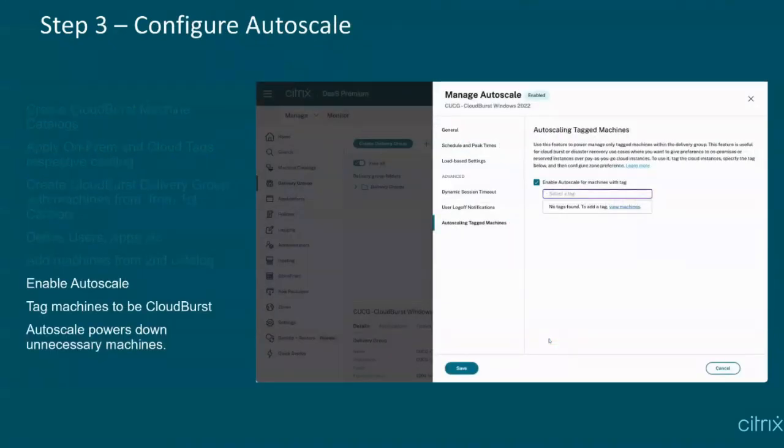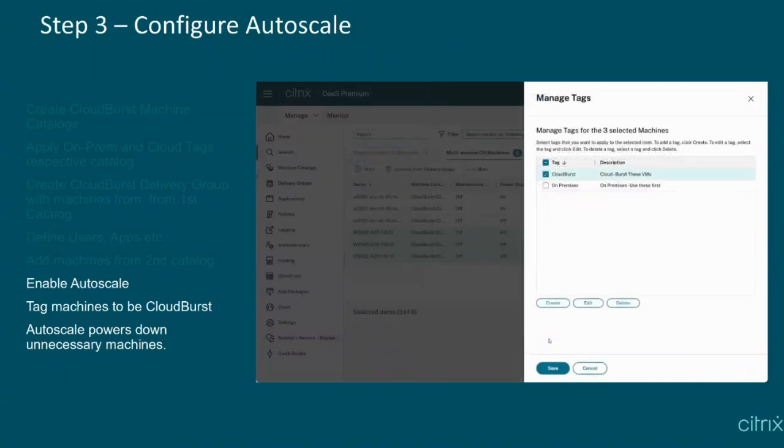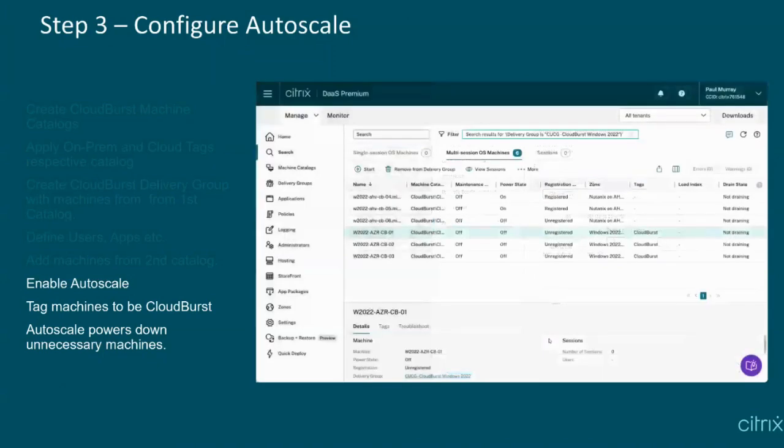As soon as I enable Autoscale, so go back to the first step, that tip, enable Autoscale, I then select that tag that I want to use as a power control reference. So in this case, the Cloudburst machines, I then enable it. I can set a buffer, stuff like that. So we'll come into that later on. I then enable it, so save it.